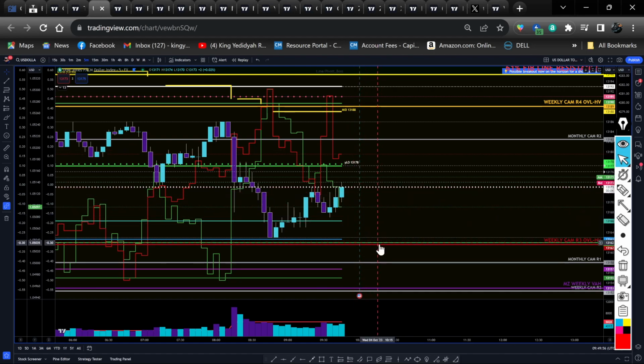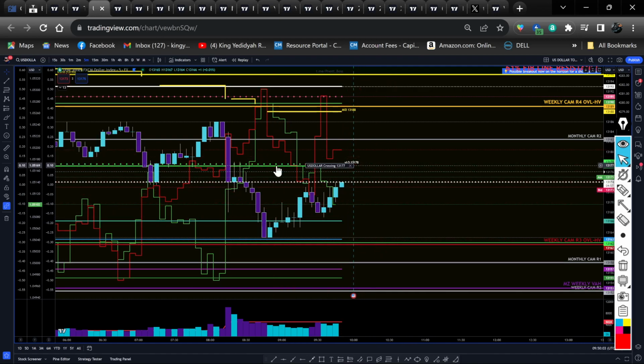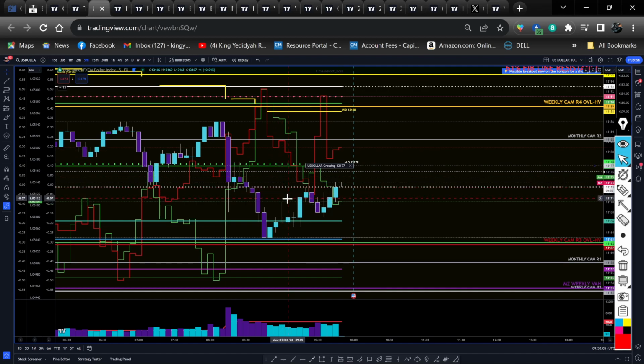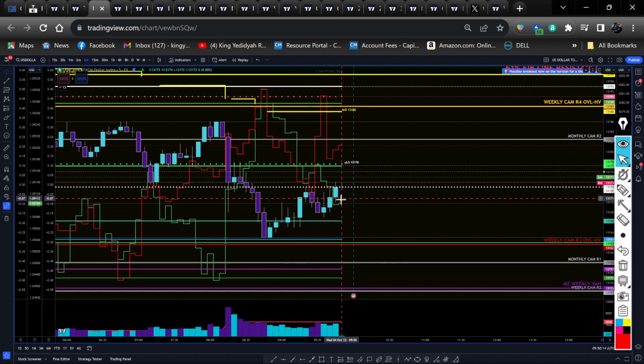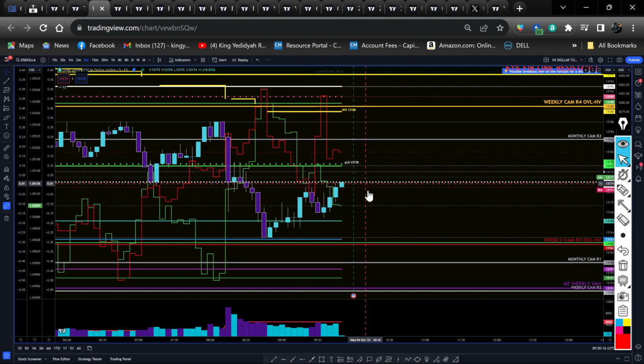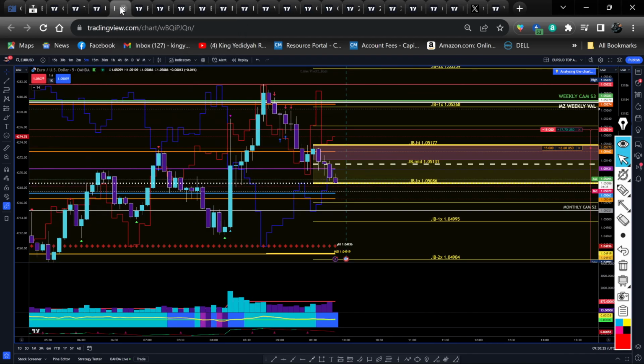pulling back probably to weekly Cam R3. It's already below Camarilla S4. This is Camarilla S4 right there. So we probably gotta retest that and pull back again. So not too sure of the bearishness right now. All right, so Euro USD is looking good.